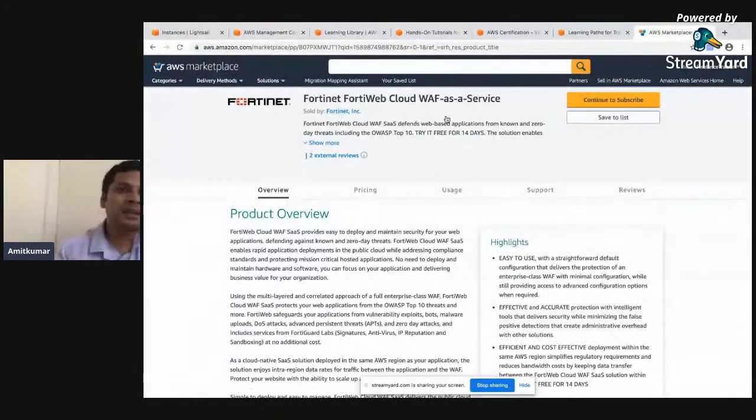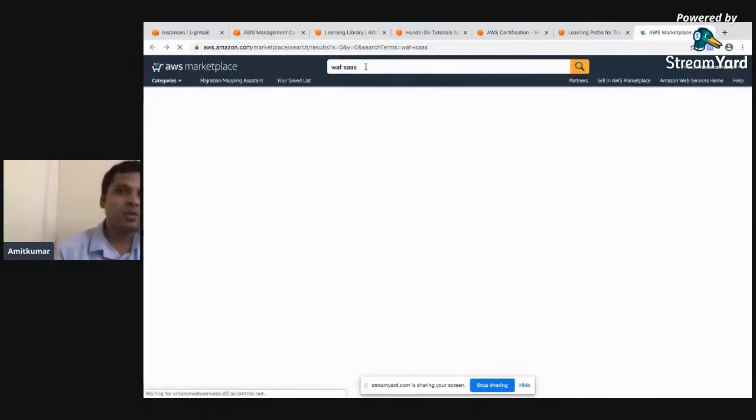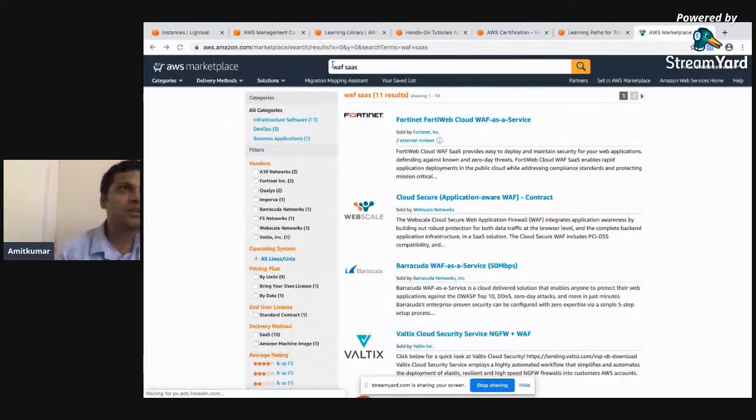Now the overhead is taken care of by Fortinet in this case, or a Barracuda or a Checkpoint, who will be managing this entire infrastructure and the service. All I have to do is subscribe. Any service wherein you subscribe as a software, like an email subscription, similarly, you can create a security subscription. It is nothing but your SaaS service.